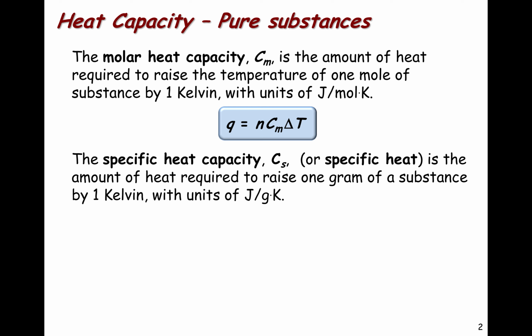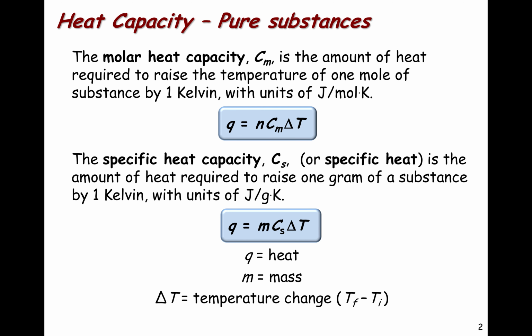And the other form of this equation is for the so-called specific heat capacity, where the constant is in terms of joules per gram degree Kelvin. In this case, the equation looks very similar, except the mass is substituted for the number of moles. And of course, this changes the constant. But essentially they are very similar equations.